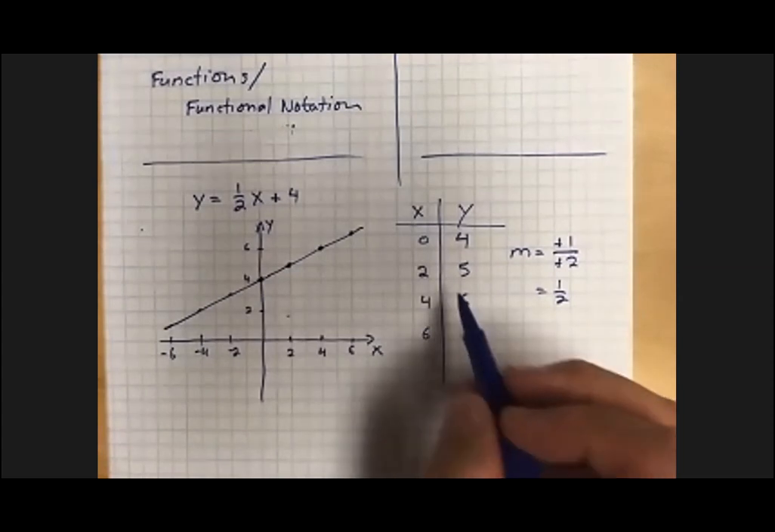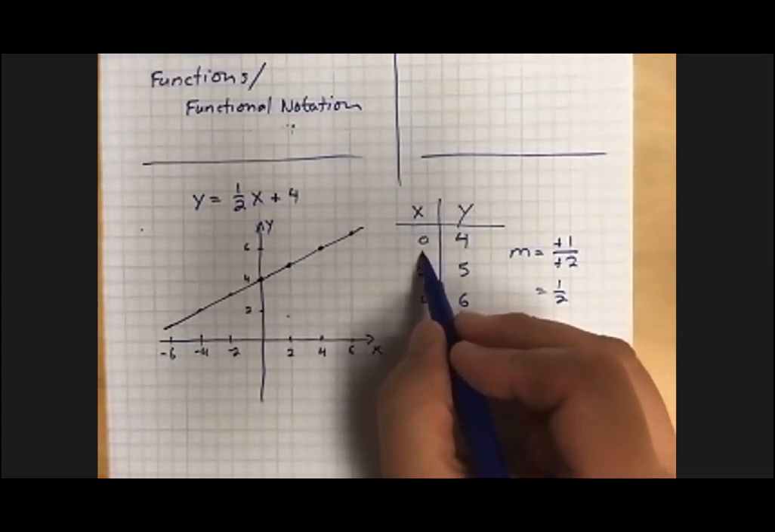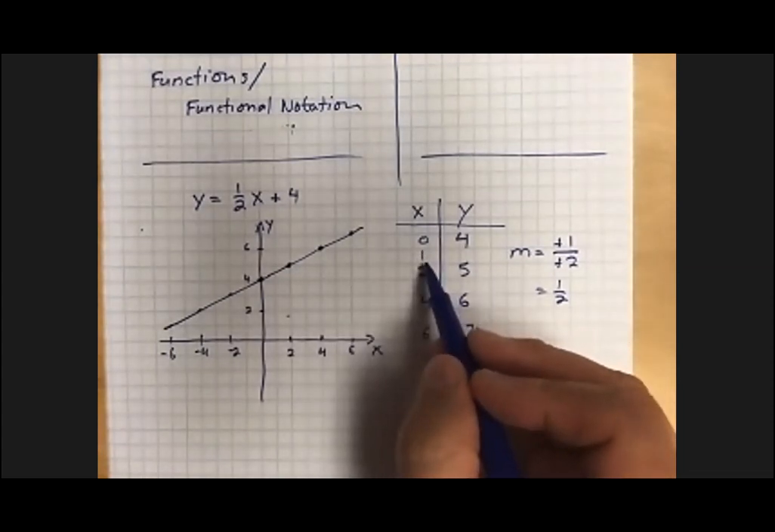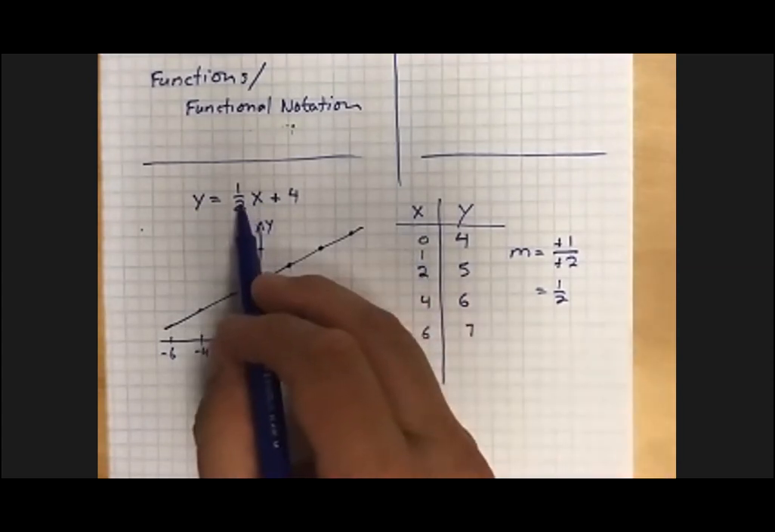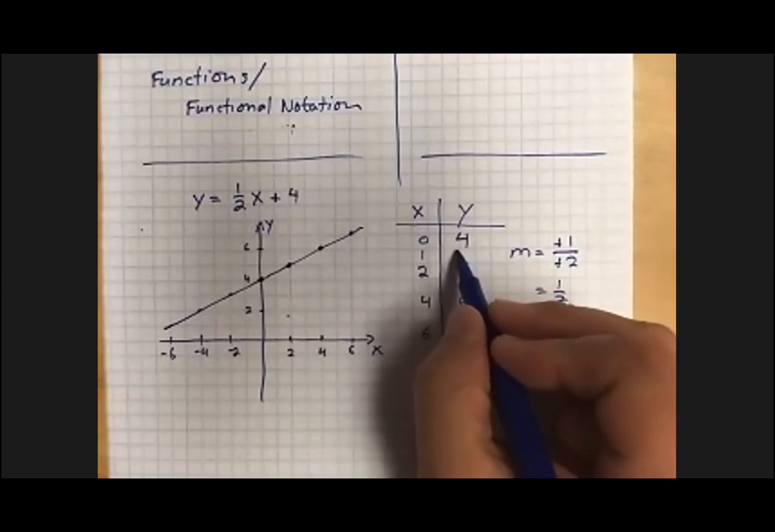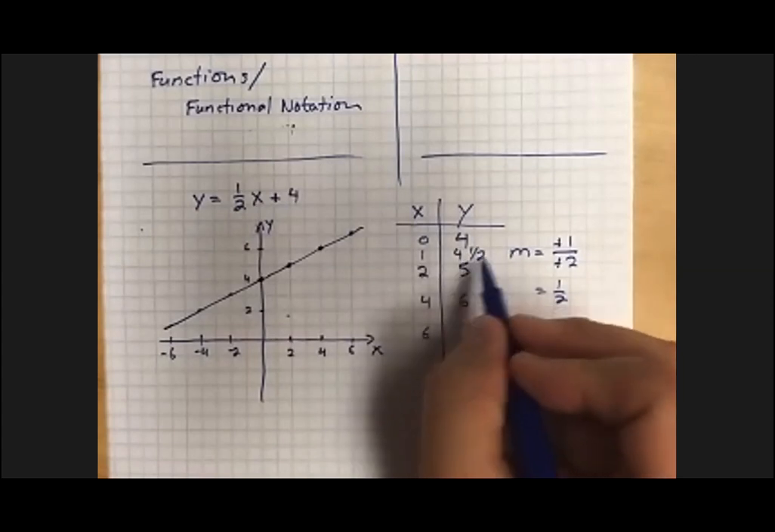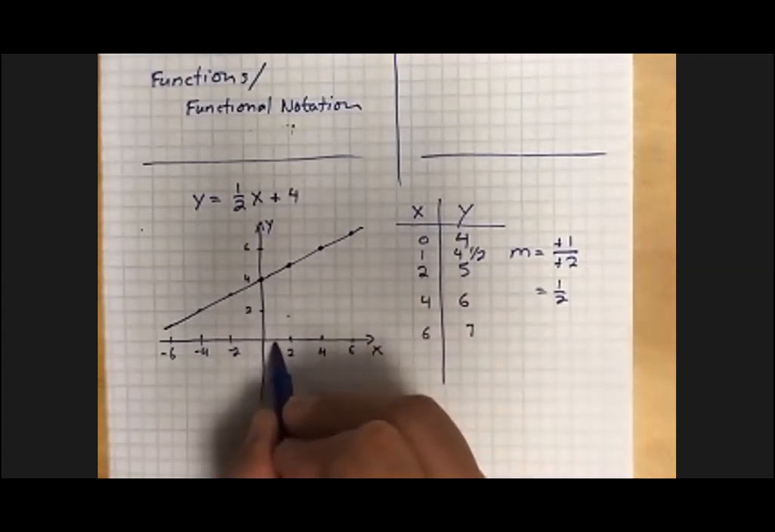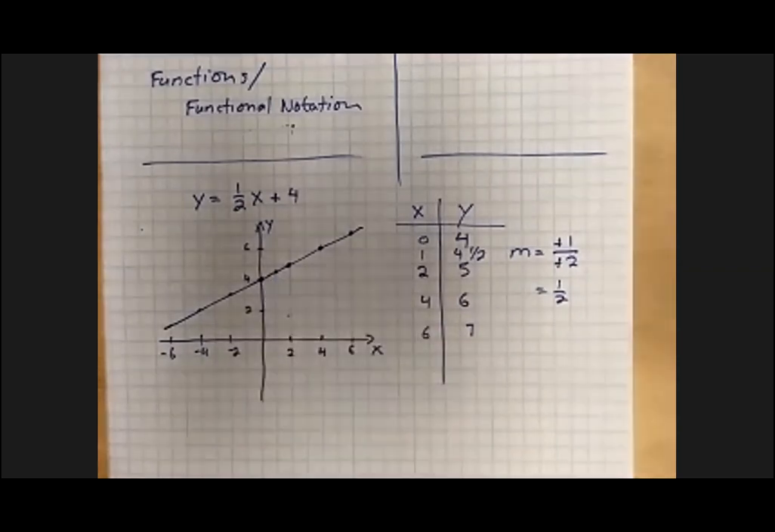But I didn't want you to try the point 1, not because it would be wrong to try 1. 1/2 times 1 is 1/2. 4 plus 1/2 is 4 and 1/2. It's just sometimes fractions are hard to graph. I can graph 4 and 1/2. That's not too bad.